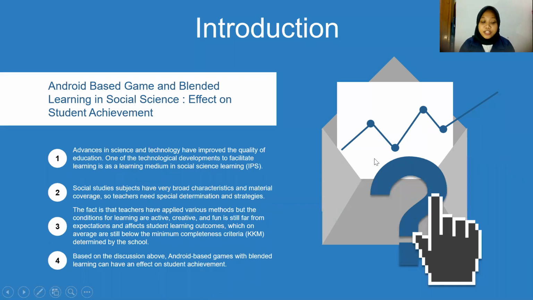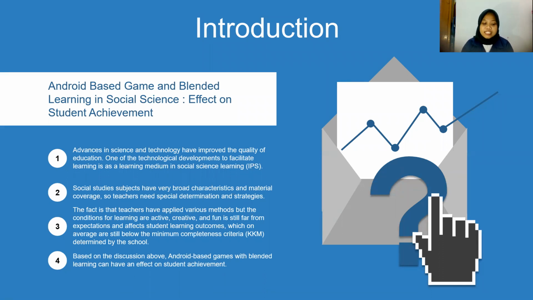Advances in science and technology have improved the quality of education. One of the technological developments to facilitate learning is as a learning medium in social science learning. Social studies subjects in elementary school are the embodiment of an interdisciplinary approach to social science lessons. Social studies subjects have very broad characteristics and material coverage, so teachers need special determination and strategy.